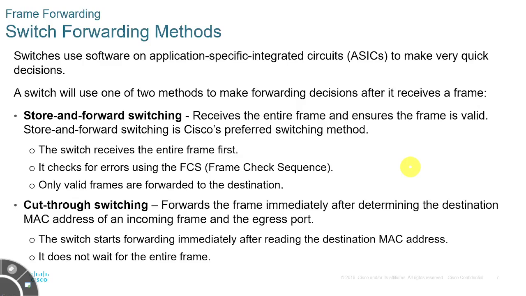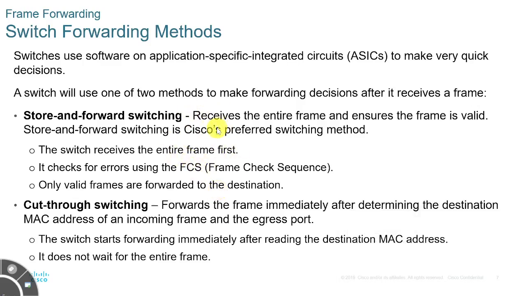Then it will check this frame. For example, it checks for errors using the frame check sequence. And if the switch finds, for example, too many errors or some errors, it will drop this frame. Only valid frames can be forwarded.